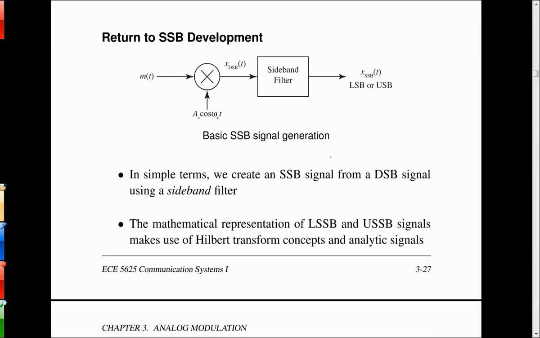Okay, so jumping back into the book now, the single sideband development is based on the Hilbert transforming filter idea. So right now, we're going to form double sideband, and then we're going to send it through this magic filter, which only lets pass the upper or the lower sideband.